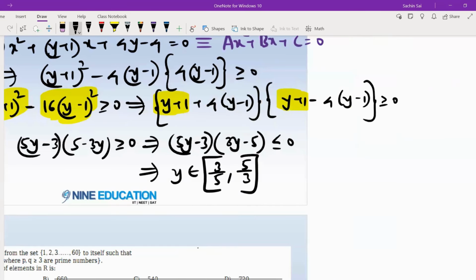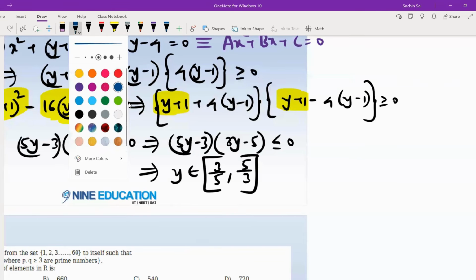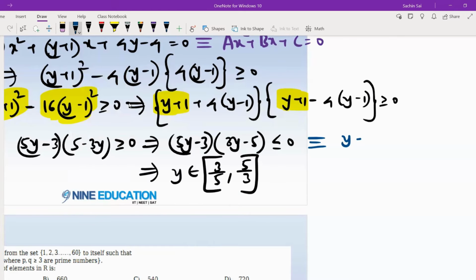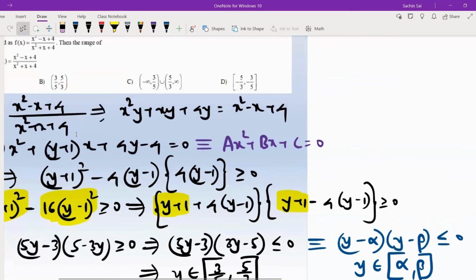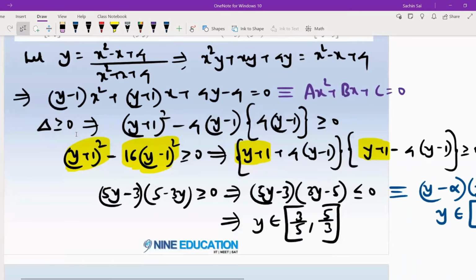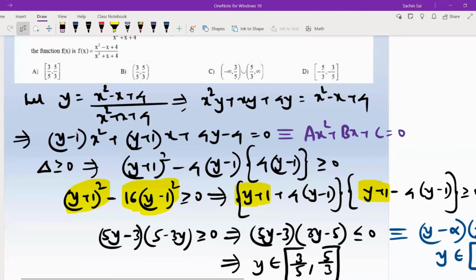Right? Because this is an inequality of the form y minus alpha into y minus beta less than or equal to 0. So the solution should be y belongs to closed interval alpha to beta. Right? So yes, we have 3 by 5 to 5 by 3.